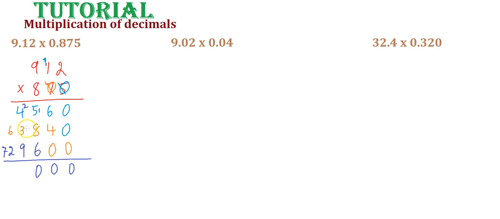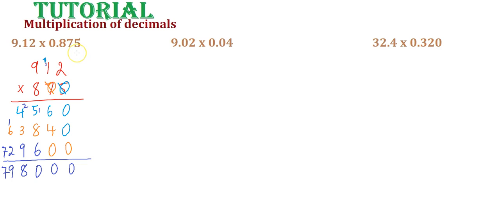And 9 plus 3 plus 4 plus 2, that is 18. Carry the 1. 1 plus 6 is 7, plus 2 is 9, and 7 plus 0 is 7.